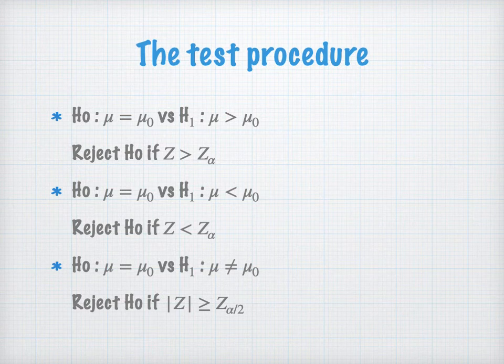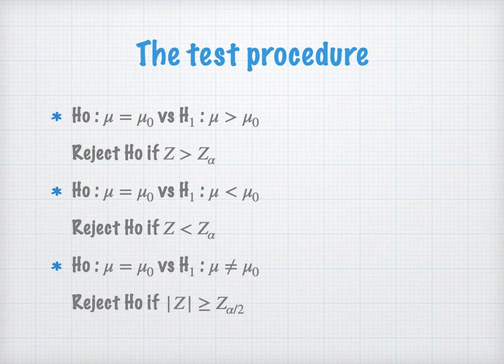Similarly, for the second case, H naught mu equal to mu naught versus H1 mu less than mu naught, we reject the null hypothesis if z is less than z alpha. So in the first case, we reject the null hypothesis if z is greater than z alpha, and in the second case we reject H naught if z is less than z alpha. The third case is a two-sided case. That means we have the alternative hypothesis as mu not equal to mu naught, that is, mu could be greater than mu naught or mu could be less than mu naught.